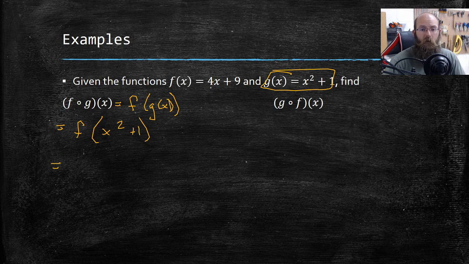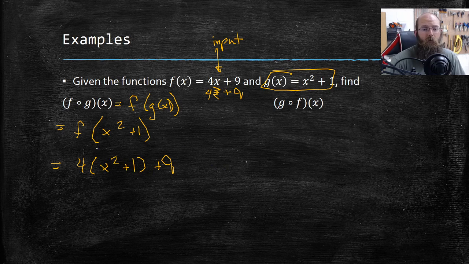My f function says 4 times x plus 9. Well, 4 times my input plus 9. I like to swap out x with literally the word input. 4 times an input plus 9. What am I plugging in? All of this. 4 times my input, that whole thing, plus 9.